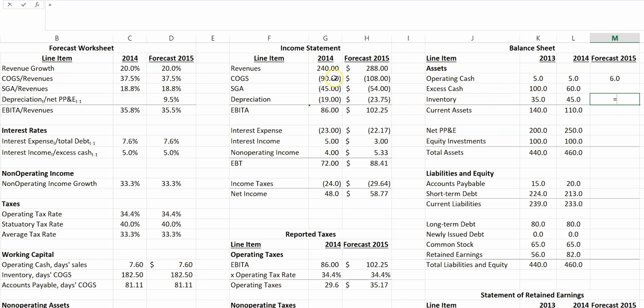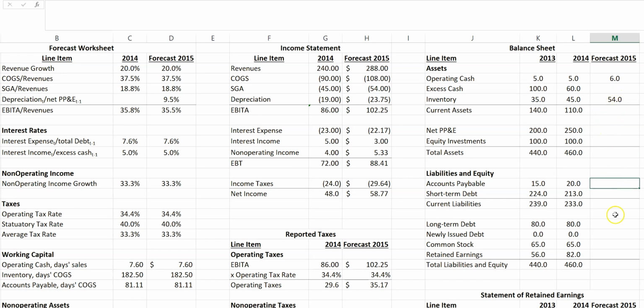We'll look at inventory as a percentage of cost of goods sold. So I'll take my cost of goods sold here, divided by 365. That's how much cost I incur every day. And then I'm going to have 182 days worth of that cost sitting in inventory. So I have $54 worth of inventory on hand.